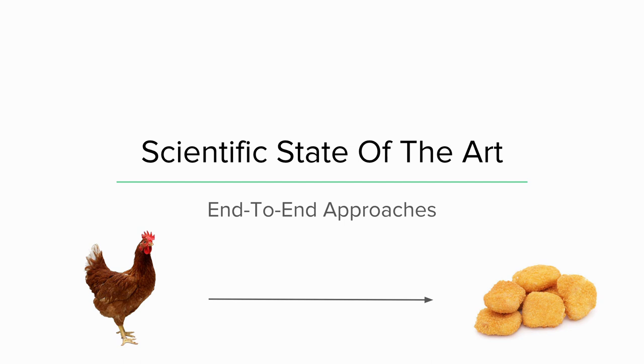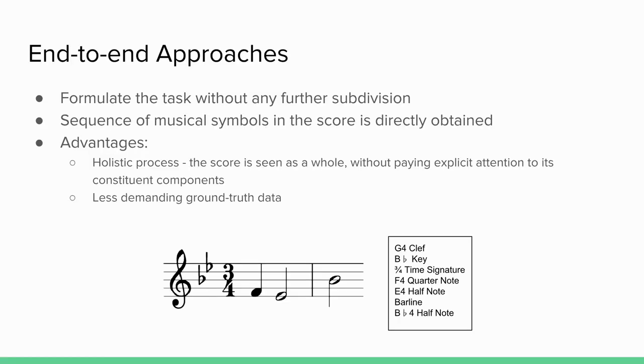Okay, so moving on to the end-to-end approaches in the scientific state of the art for OMR. Well, the idea of end-to-end means that we want to formulate the task without further subdividing the problem into smaller steps. So the idea is that we want to obtain directly the sequence of musical symbols in the image without doing all these stages that I mentioned before.